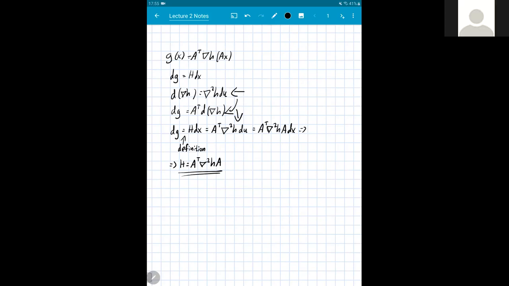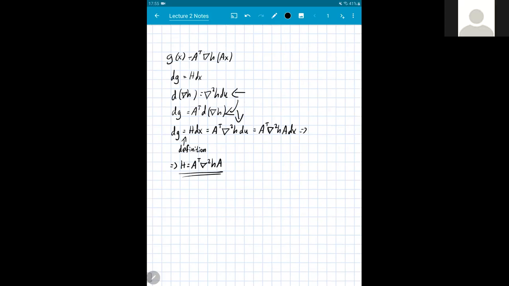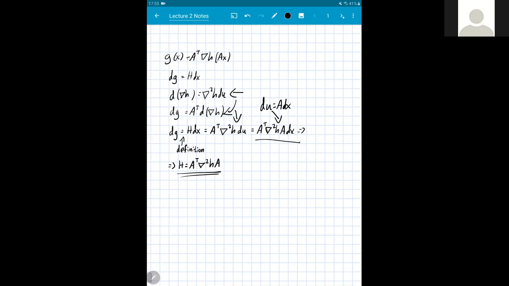And then all we did is we plugged in the fact that du is A dx. And then we plug that into here and we got this part right here. And then from the definition of the Hessian and we get this dx, then we know that A transpose nabla squared h A is the Hessian.